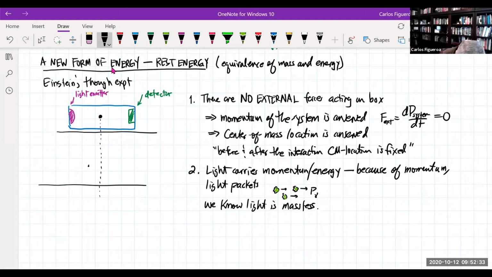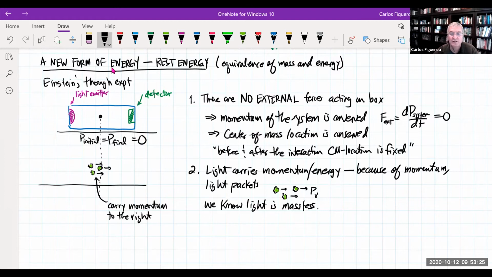So here we go. So now what's going to happen? So now the emitter is shooting these light particles, these packets. And as they shoot them, they're carrying momentum to the right. But wait a minute. If the momentum initially is equal to the momentum finally, and it's zero because nothing has been shot yet, then that means that the center of mass is fixed. But if momentum is going to the right, then the box must go to the left to conserve the center of mass location.